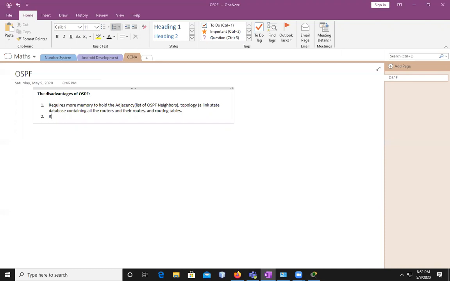And also it requires extra CPU. That means every device has a processor, so it needs more or extra CPU processing to run the algorithm, which is SPF, the shortest path first algorithm. I told you what's the algorithm that we use, right? Open shortest path is a complex routing protocol, so it requires extra processing power to run the algorithm. Simple. And as you know, OSPF is a complex routing protocol.